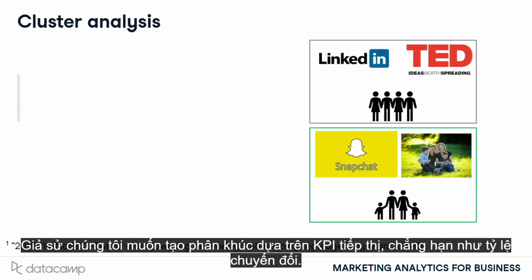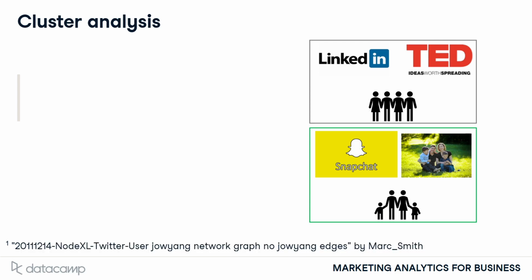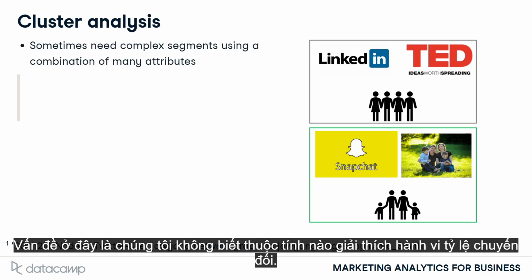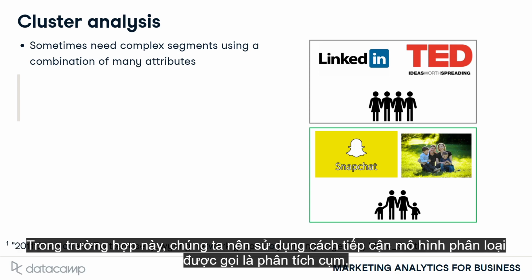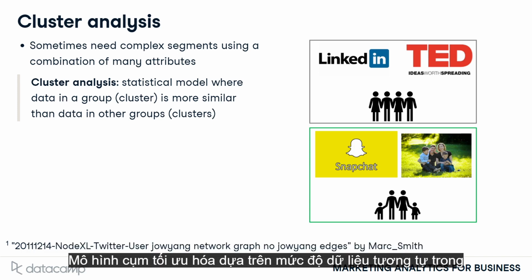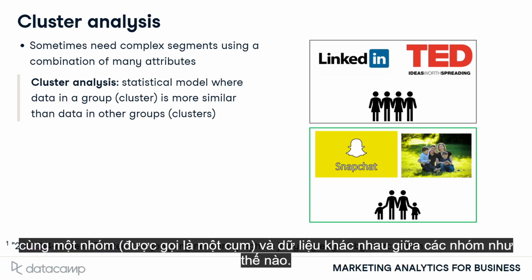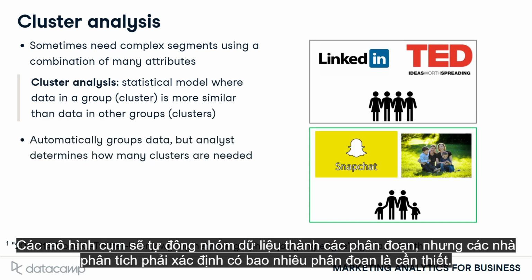Let's say that we want to create segments based on a marketing KPI, such as conversion rate. Conversion rate is the ratio of customers who complete a goal out of all customers. The problem here is that we don't know which attributes explain the conversion rate behavior. In this scenario, we should use a classification modeling approach called cluster analysis. Cluster models optimize based on how similar data is within the same group, called a cluster, and how different data is between groups. Cluster models will automatically group data into segments, but analysts must determine how many segments are needed.